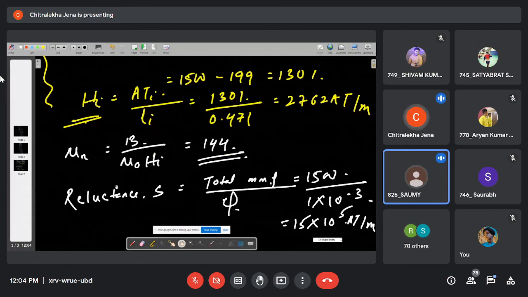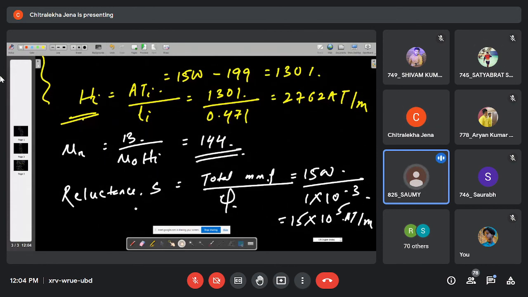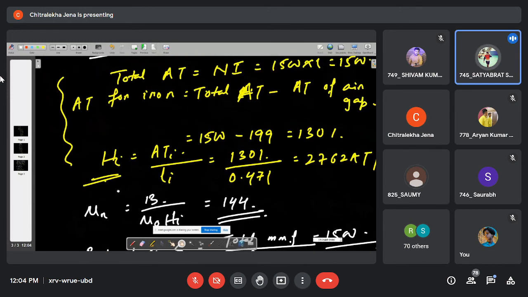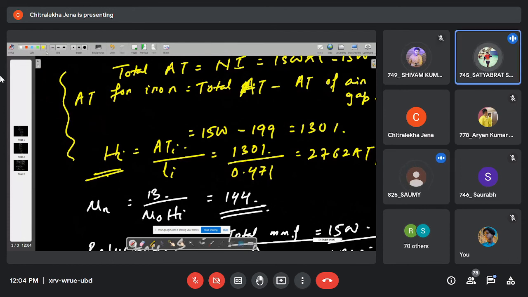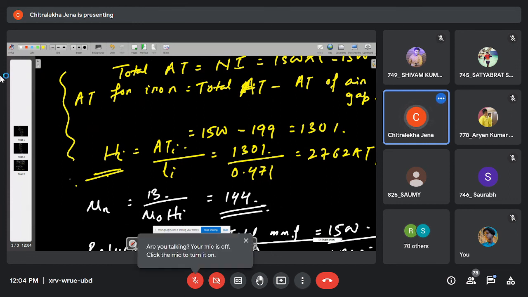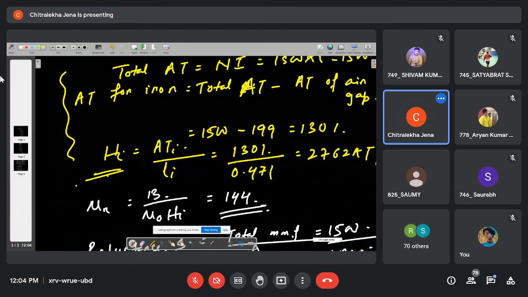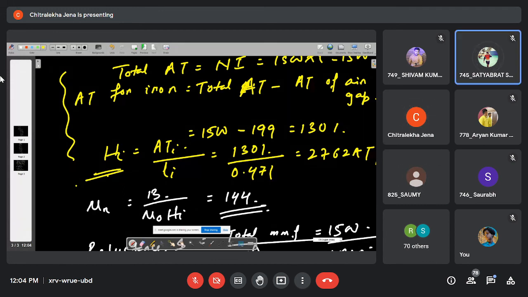Excuse me, ma'am. Yes, tell me. Can't we find HI by taking Ni upon L? Listen, Ni divided by L, then you have to take the total L, the length of the gap plus the length of the iron. You cannot take only the iron because you have an air gap. Understood? Yes, ma'am. So when you take the turns, you take the total length, the length of the magnet.